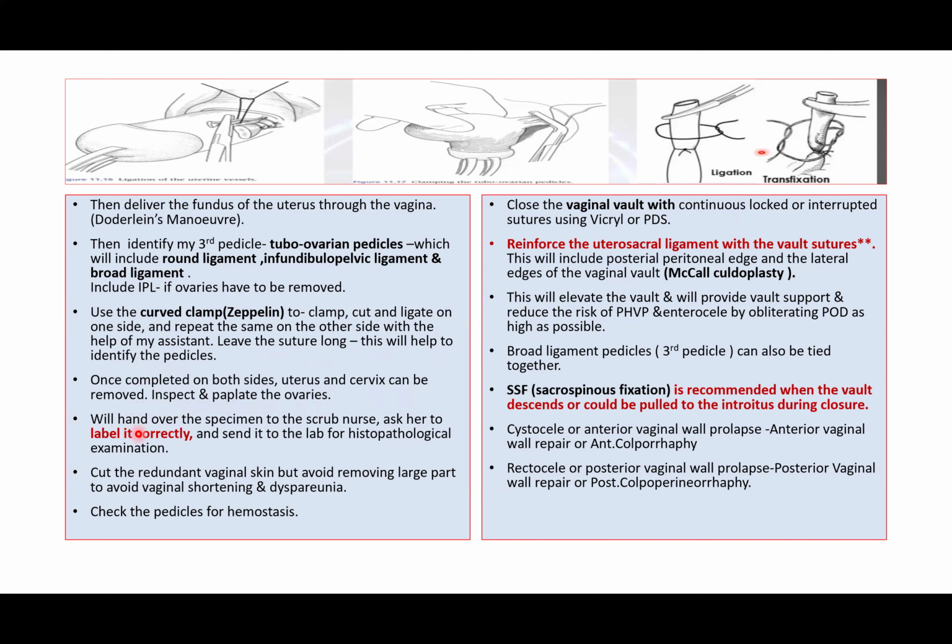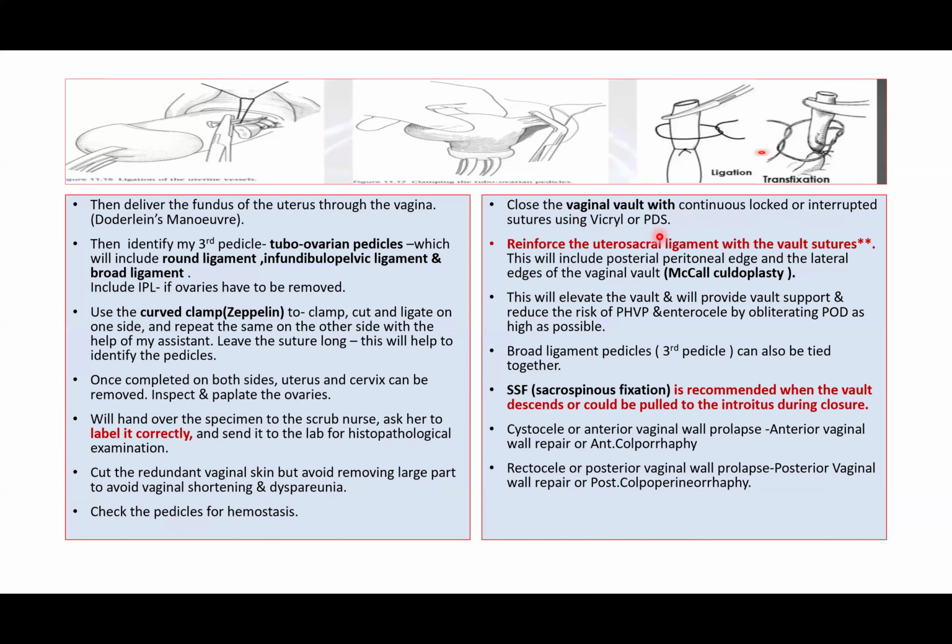Then hand over the specimen to the scrub nurse, ask her to label it correctly, and send it to the lab for histopath examination. I will cut the redundant vaginal skin, but I will avoid removing a large part to prevent vaginal shortening and dyspareunia. Then I will check the pedicles for hemostasis and close the vaginal wall with continuous locked or interrupted sutures using Vicryl or PDS.